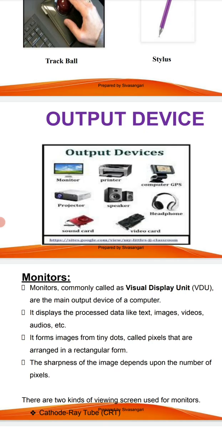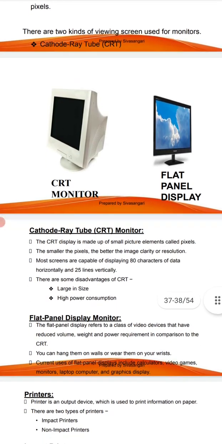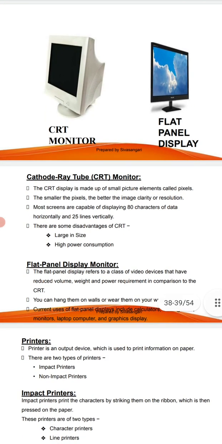There are two types of monitors available. One is CRT monitor, another one is flat panel display. First one is CRT monitor. It is made up of small picture elements called pixels. The smaller the pixel, the better the image clarity or resolution. Most screens are capable of displaying 80 characters of data horizontally and 25 lines vertically.